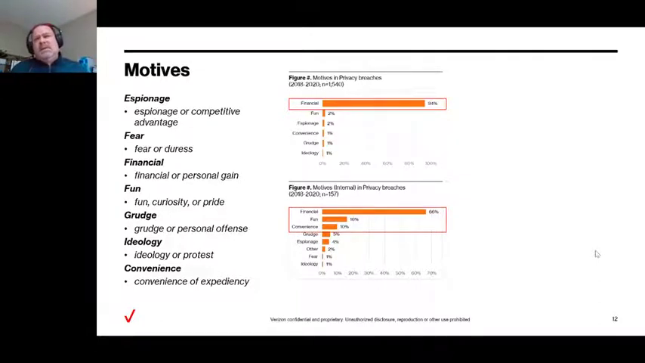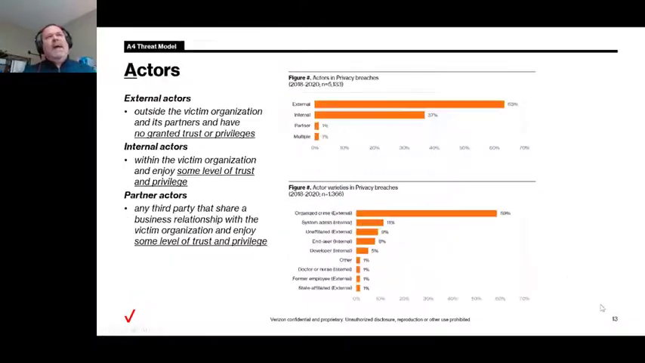Financial certainly does dominate at 66%, but it is significantly lower percentage-wise than the 94% for overall threat actors. Fun then jumps to 16%. And convenience is at 10%, grudge at 5%, and then espionage is at 4%. So we get a little bit of a different story here when we look specifically at internal actors in terms of privacy breaches. Okay, so the first A, actors.